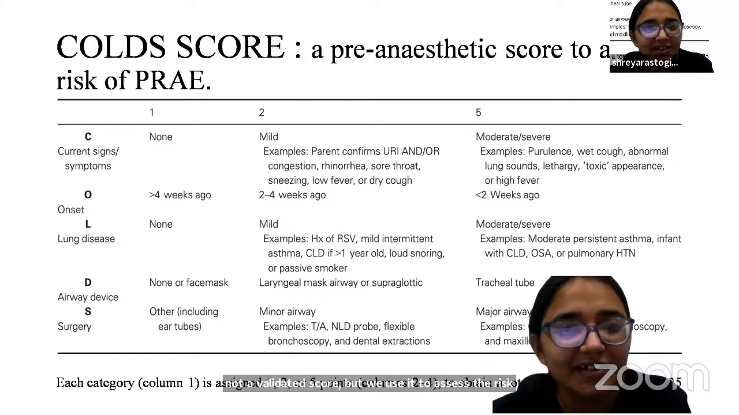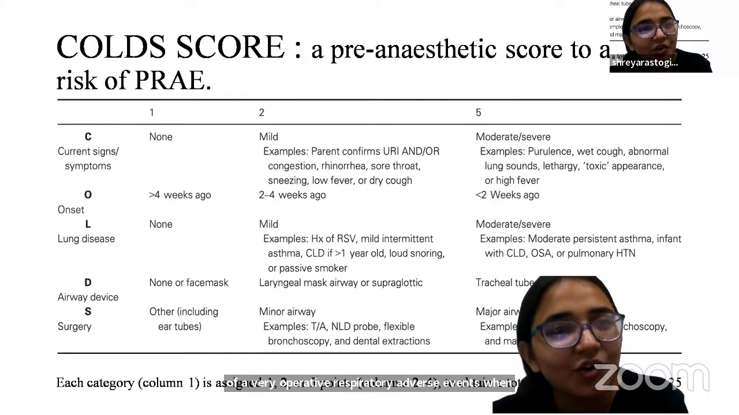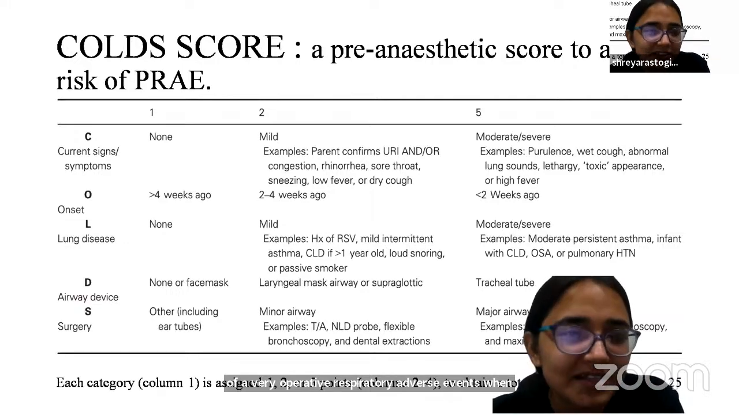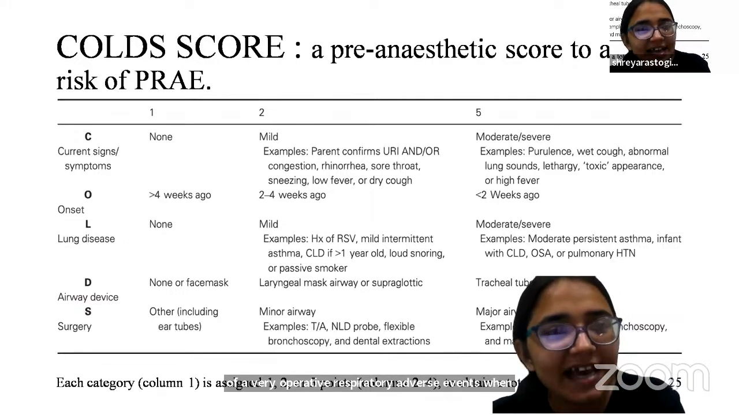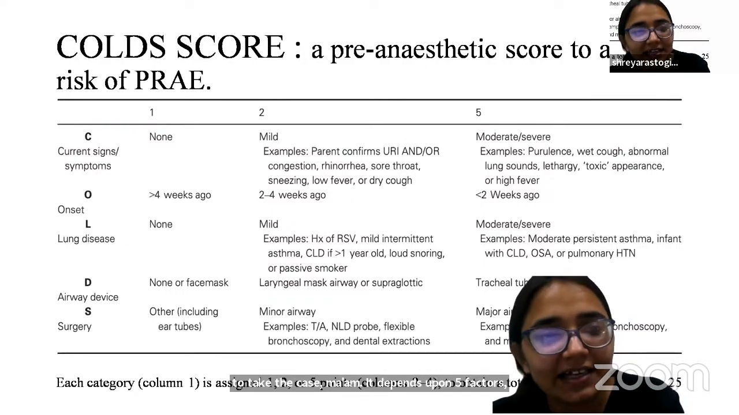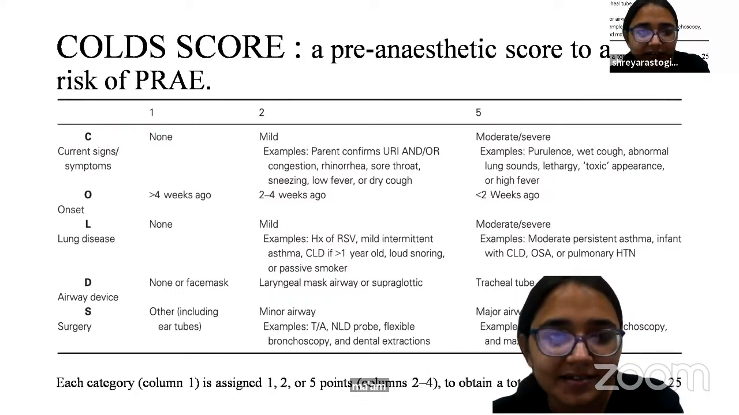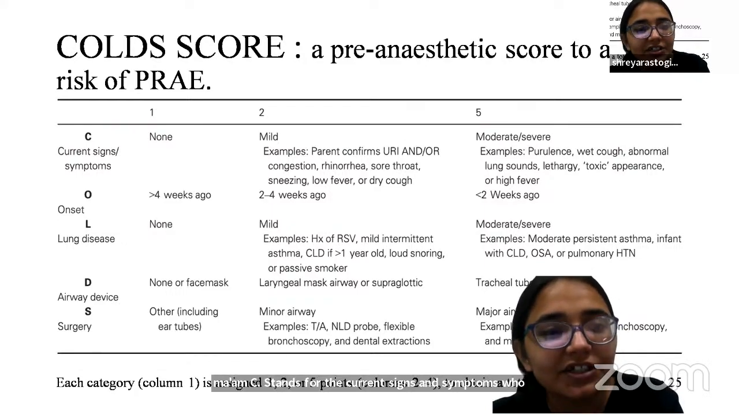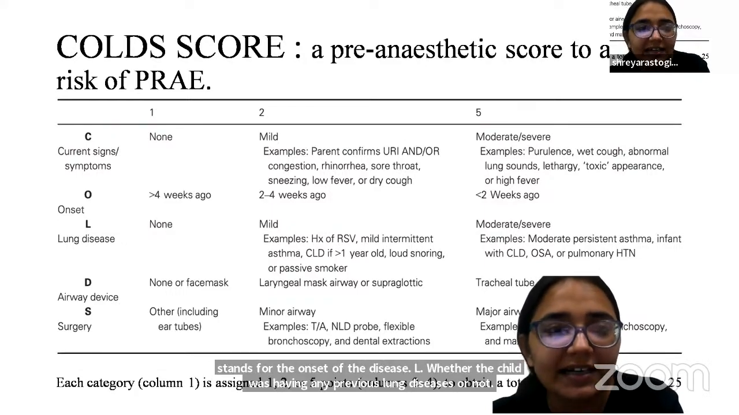Ma'am, mostly it helps us to identify the red flags when not to take the case. Ma'am, it depends upon 5 factors. C stands for the current signs and symptoms. O stands for the onset of the disease. L, whether the child was having any previous lung diseases or not. D stands for the device which we are using. And S is for surgery.